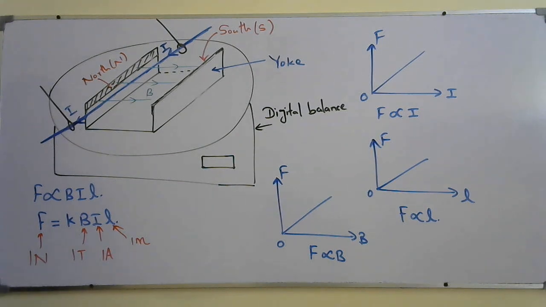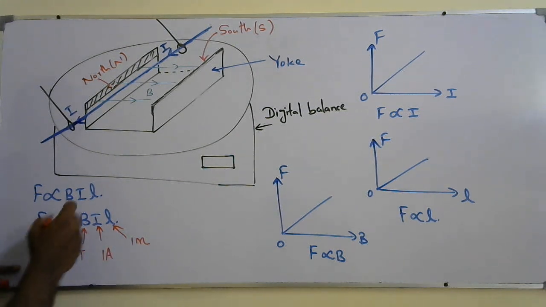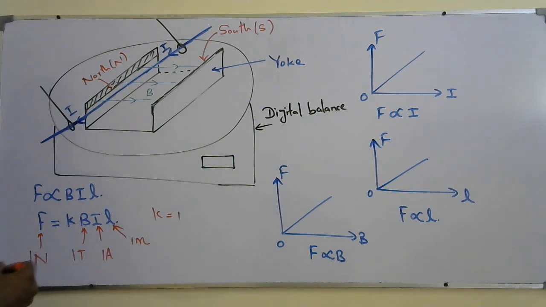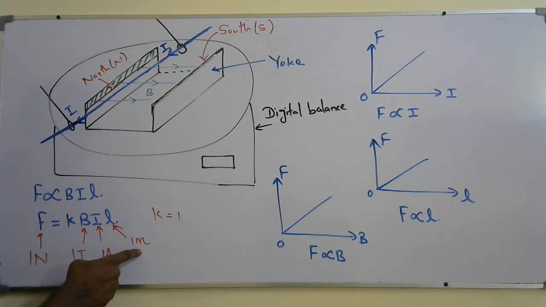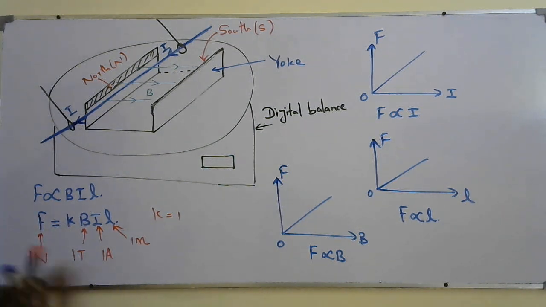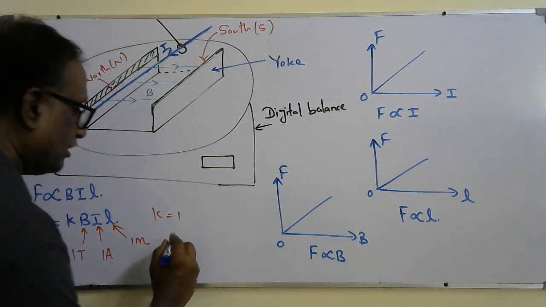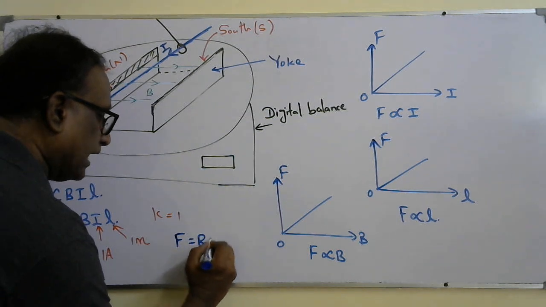So when we define this, all quantities are 1, so K will become equal to 1. So finally, when we use current in amperes, length of the wire inside the magnetic field in meters, magnetic field strength in tesla, and force in newton, K will become equal to 1, so we don't need to show the K. So the final equation will become F equal BIL.